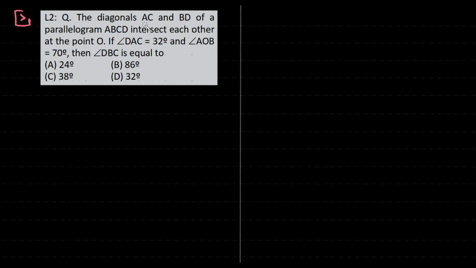The diagonals AC and BD of a parallelogram ABCD intersect each other at point O. So let's draw a diagram. So we're looking at a parallelogram. So let's draw a parallelogram.